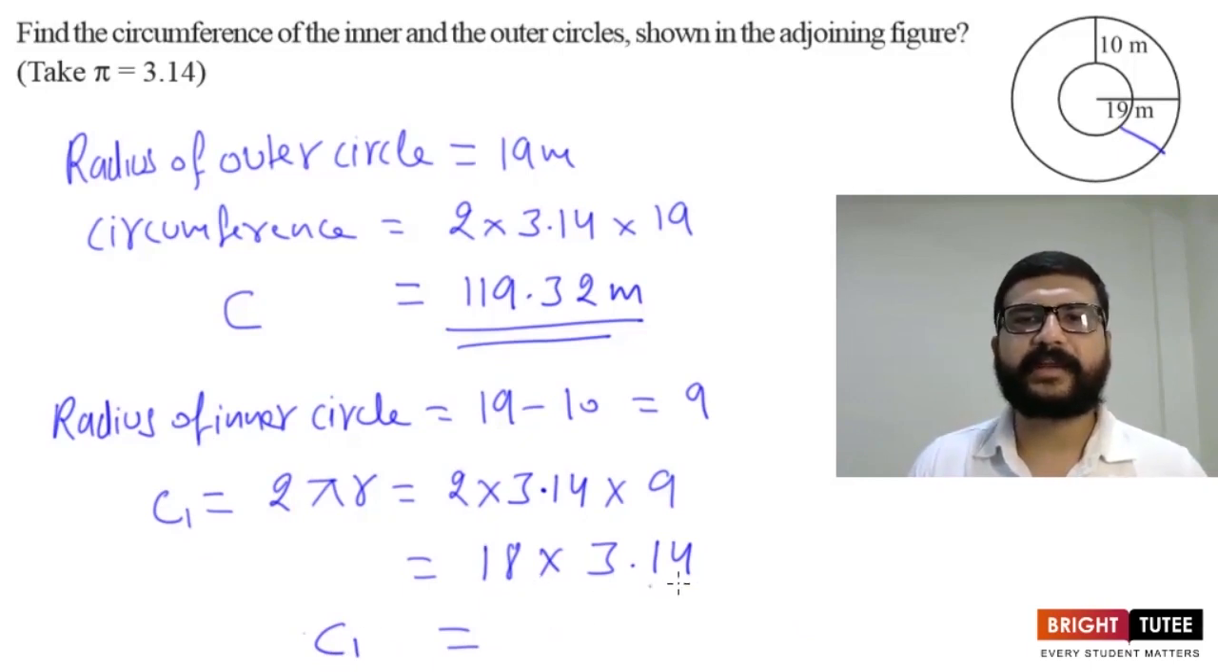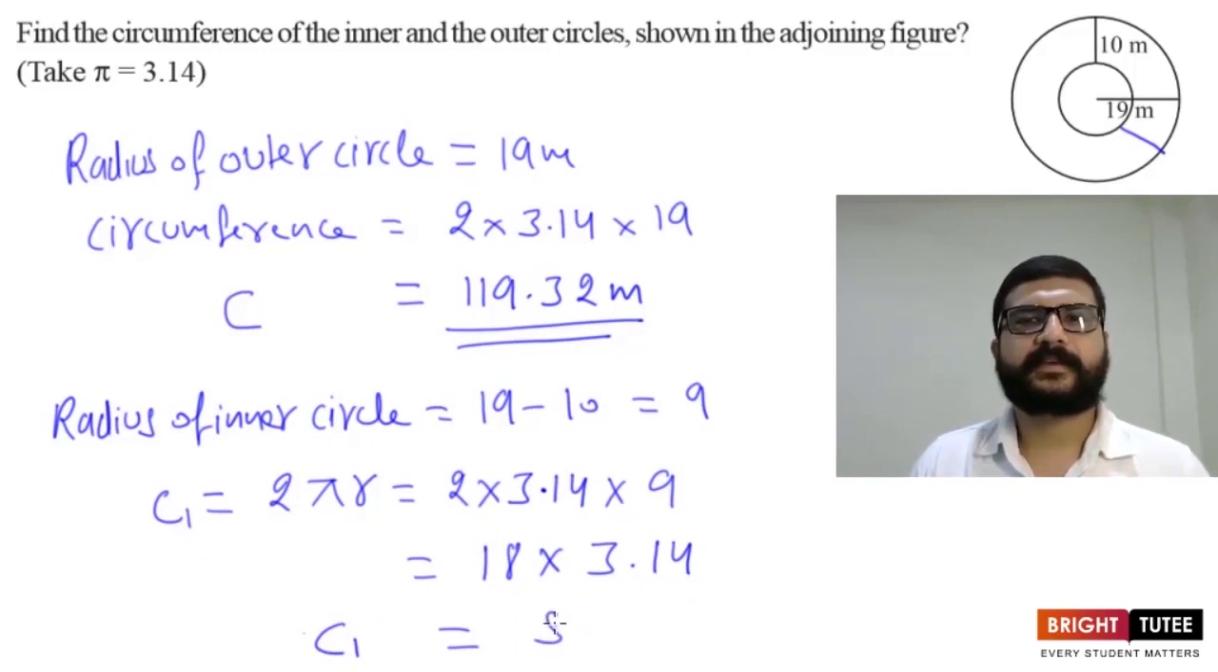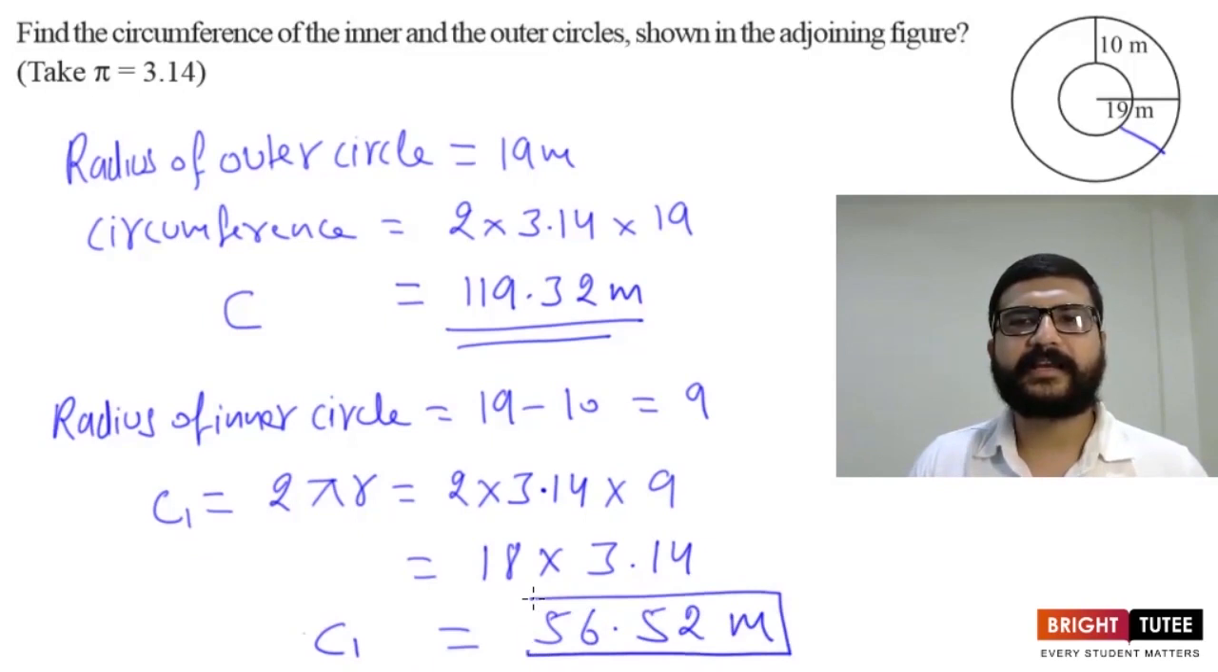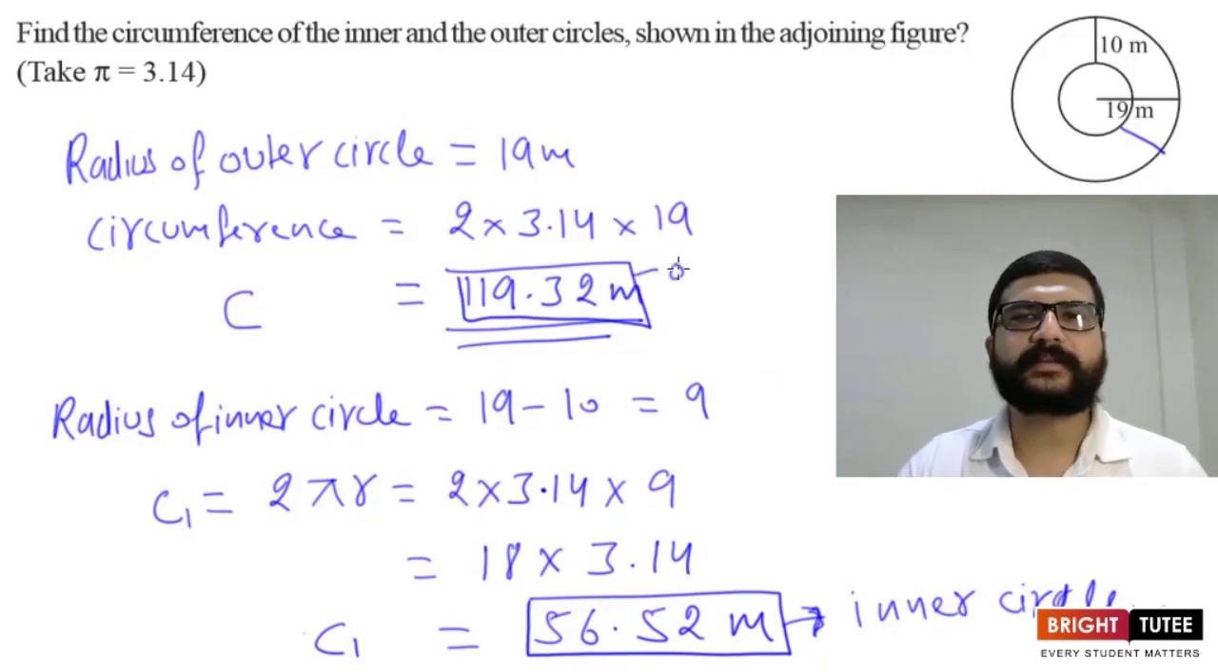So C1 is equal to 18 into 3.14, and that is equal to 56.52 meters. So this is the circumference of the inner circle. And the circumference of the outer circle was 119.32 meters. This is for the outer circle.